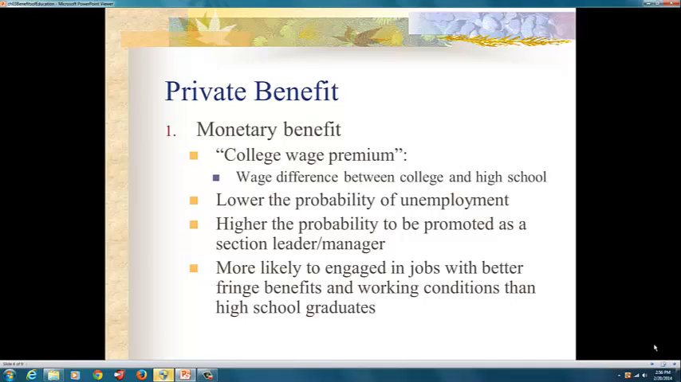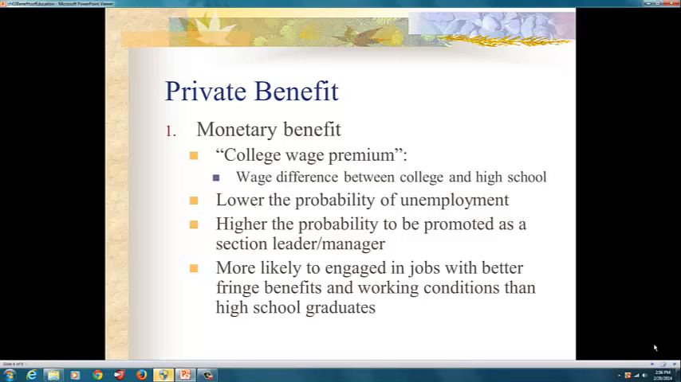Now, the private benefits are put into two main categories. The first category, no surprise, is the monetary benefit. Well, that's what we want to hear about, right? So we have the college wage premium, which is the difference between a university graduate and a secondary school graduate. Who do you think would earn more, the university graduate or the secondary school graduate? Well, we'll leave that for the next couple slides.